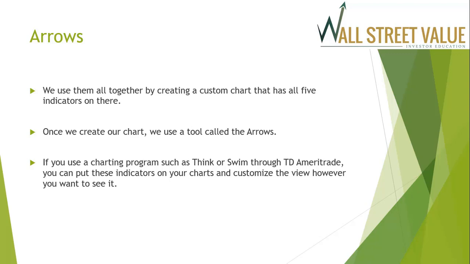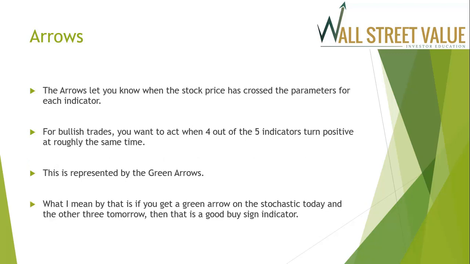Once we create our chart, we're going to use a tool called the arrows. If you're using a charting program such as Thinkorswim through TD Ameritrade, you can put these indicators on your charts and customize the view however you want to see it. The arrows let you know when the stock price has crossed the parameters for each indicator. For bullish trades, you want to act when 4 out of the 5 indicators turn positive at roughly the same time. This is represented by the green arrows.